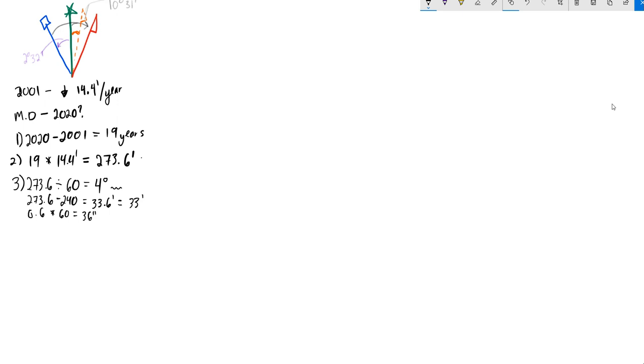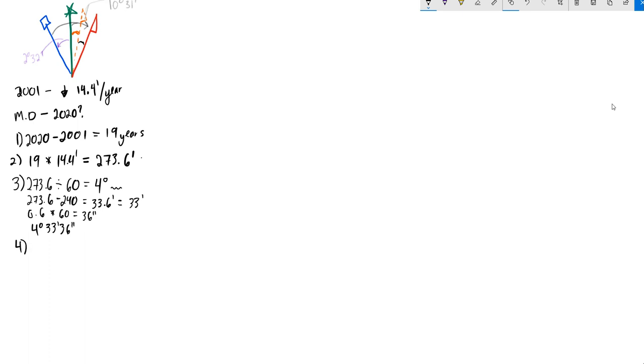So now I know that my change is 4 degrees, 33 minutes, and 36 seconds. Okay, so this is the change. That is how much this in here has moved. Okay, so that's the calculation that we just did.